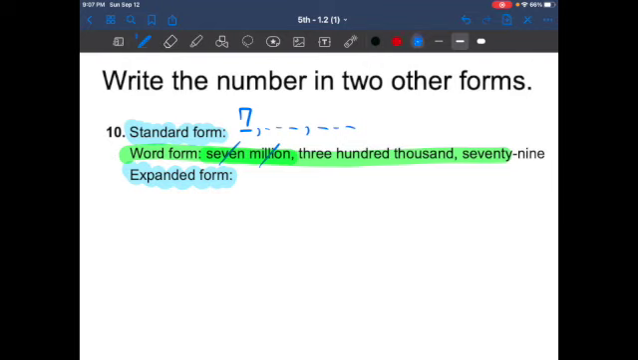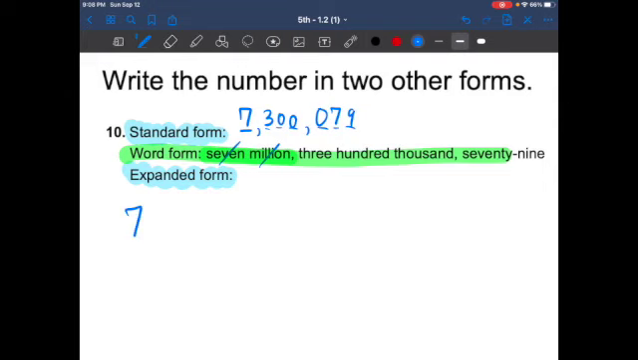So we have 7 million, and then it says we have 300,000. So we have a 3 in the 100,000s place. Okay. So it says we have 300,079. So 300,000 and then 79. Does it say 700 or does it just say 79? So that's what that should look like. So 7,300,079. All right, let's see if we can do this in expanded form.